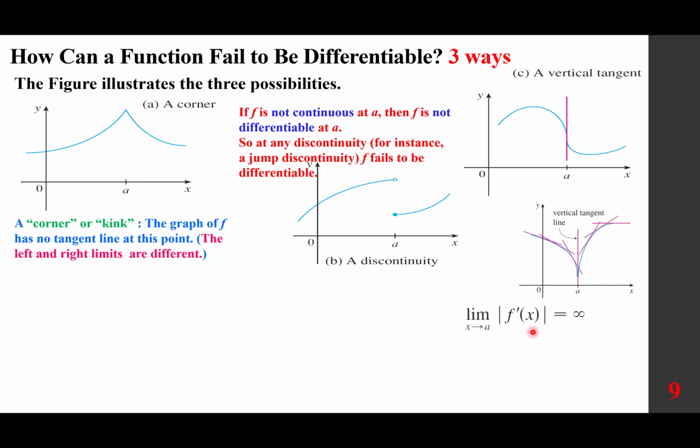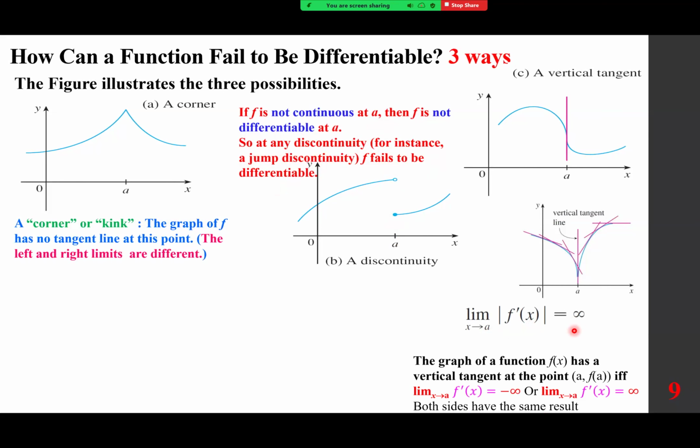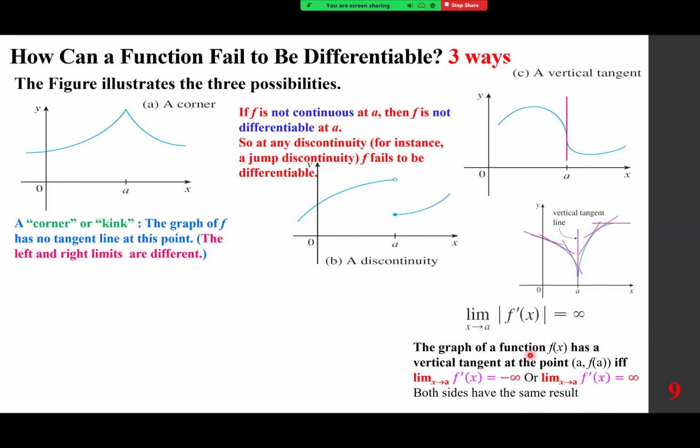And if the limit of the absolute value of f prime of x as x approaches A equals infinity, that means the graph of the function f of x has a vertical tangent line at the point A, f of A. You remember vertical lines: the slope was undefined when we were dealing with basic algebra. So that happens if and only if the limit of f prime of x as x approaches A is either negative infinity or positive infinity. Both sides have the same result, meaning either infinity or negative infinity, and not both. That's the idea.